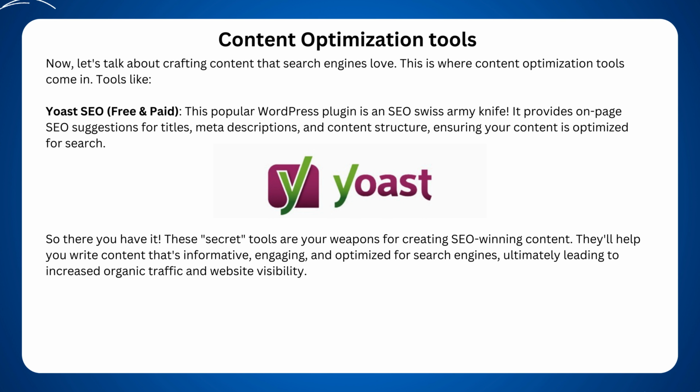Content optimization tools. Now, let's talk about crafting content that search engines love. This is where content optimization tools come in. Tools like Yoast SEO, free and paid. This popular WordPress plugin is an SEO Swiss Army knife. It provides on-page SEO suggestions for title, meta description, and content structure, ensuring your content is optimized for search.